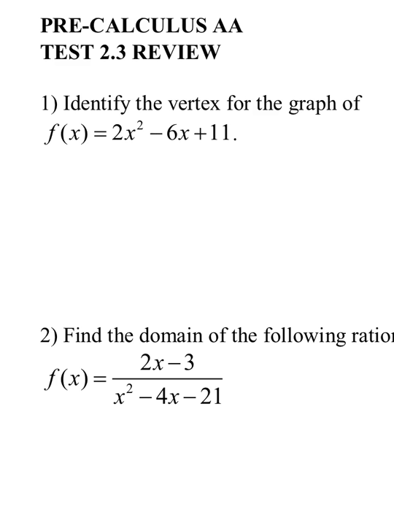All right, so let's take a look at this first problem. Identify the vertex for the graph of f of x equals 2x squared minus 6x plus 11. The first thing we're going to do is use the little formula that we gave you, negative b over 2a, to find x.